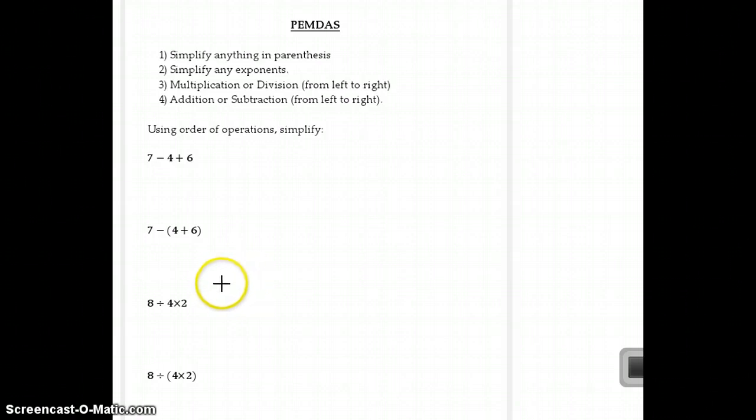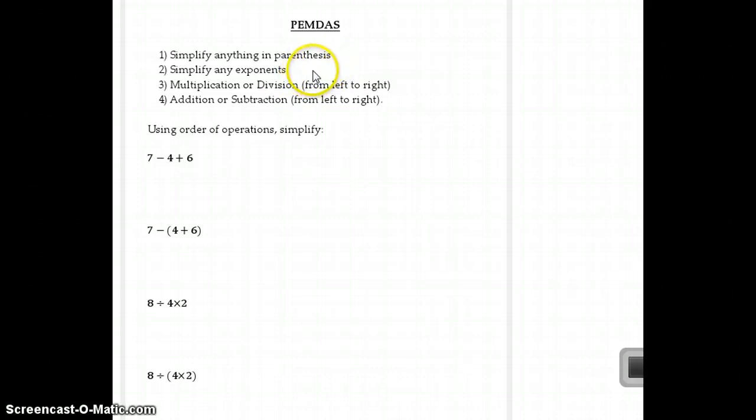So, PEMDAS, P, parentheses, anything sitting inside a parentheses needs to be taken care of first. So that's again why in that first video that we did, I talked about when you substitute a value in for a variable, we want to put it in parentheses so the value doesn't get changed. So the first thing is we're going to put things in parentheses.